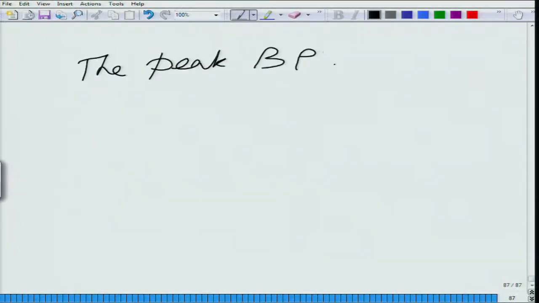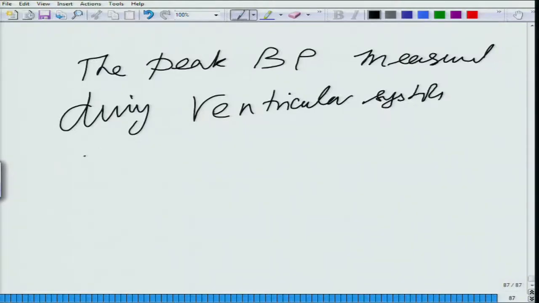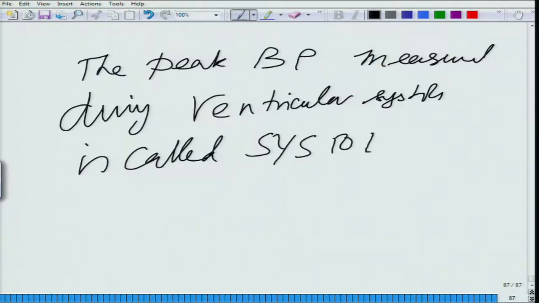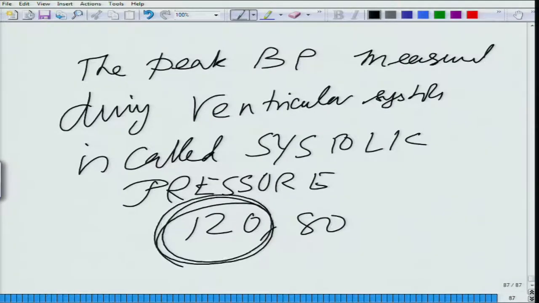So, the peak blood pressure measured during ventricular systole is called systolic pressure. Systolic pressure, or the higher, the upper regime of the blood pressure. So, when you talk about 120 by 80, this is this.